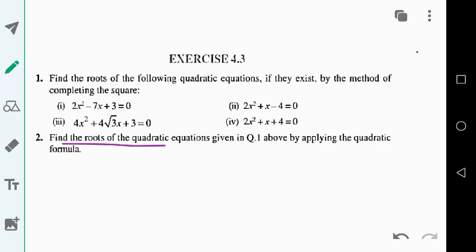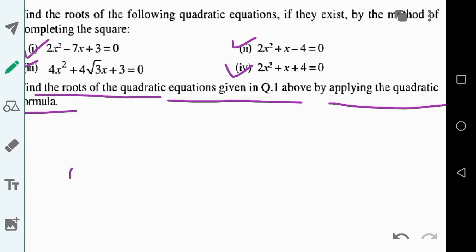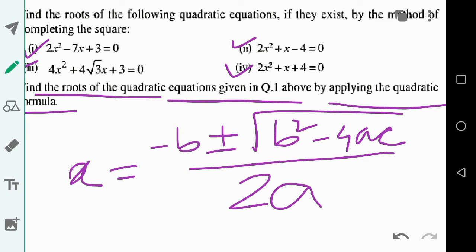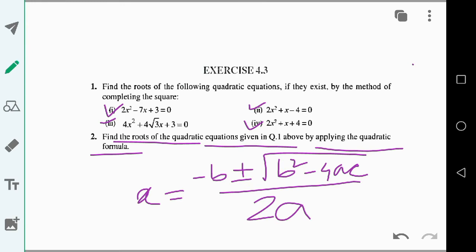So this is question number 2. Find the roots of the quadratic equations given in question number 1. Again we need to solve the same equations given in question number 1. Now we have to apply the quadratic formula, not the completing square method. So what was that? x is equal to minus b plus minus root over b square minus 4ac, divided by twice a. This is the quadratic formula I have already given in the first video of this chapter, the introductory video. So now let me show you how to solve the first one.